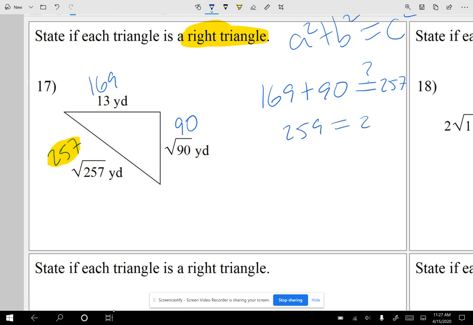Is 259 equal to 257? I'm going to put a question mark. Is 259 equal to 257? So my answer would be no. Make sure whenever you type it, capitalize the first letter.